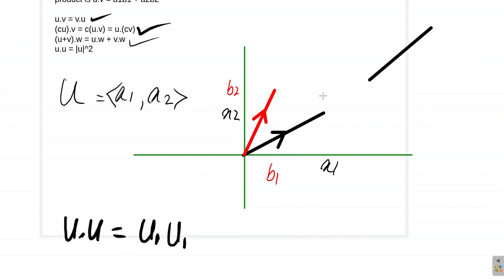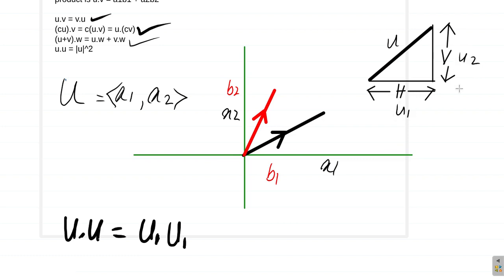And by the way, just to take a little break, you should remember that when you have a vector, you have the horizontal and the vertical component, right? This is the horizontal component of the vector. And this is the vertical component of the vector. So if this was vector u, we would call this u1 and this u2, right?